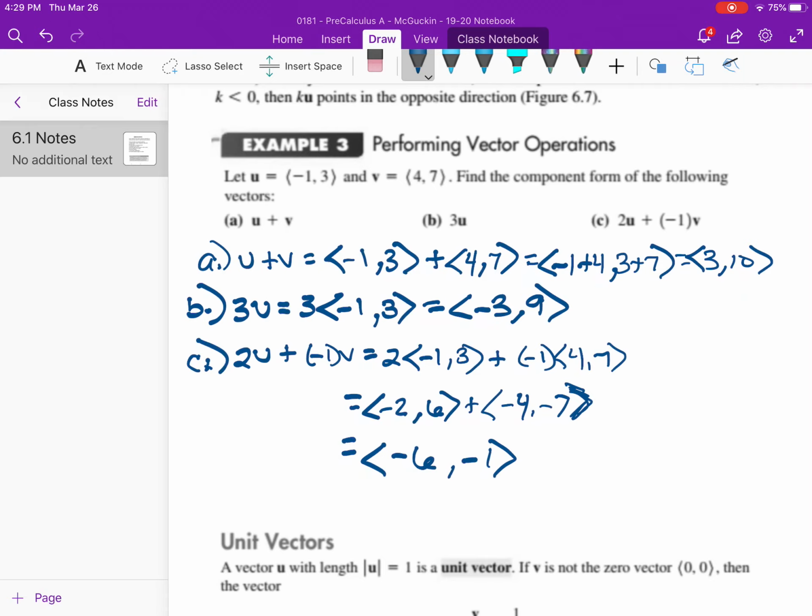So in this video, we talked about scalars. We discussed their operations in terms of adding and subtracting vectors. We talked about scalar multiplication, and then we also showed how we can show a geometric representation of vector addition.